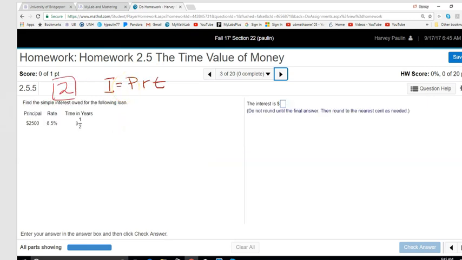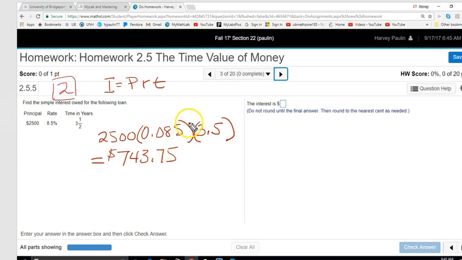Now for number 2, you're going to put this in your notes. There's the simple interest formula. You substitute 2,500. Now the rate is 8.5%. Converting that to a decimal is 0.085. And it's for 3.5 years. So to make that easy, just make it 3.5. And let's see what you get. So that would be $743.75. So again, these are typical homework problems that we're using to do a little practice and review before you start, or if you started already, just for reinforcement.